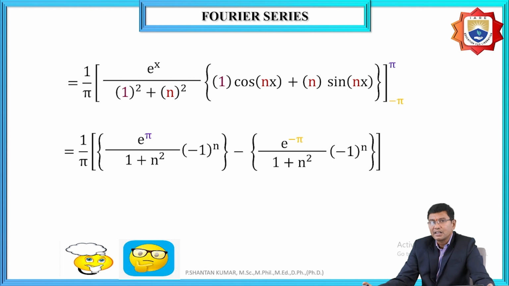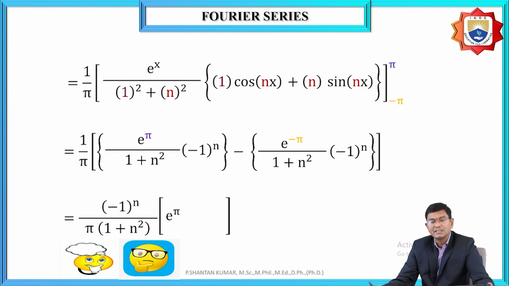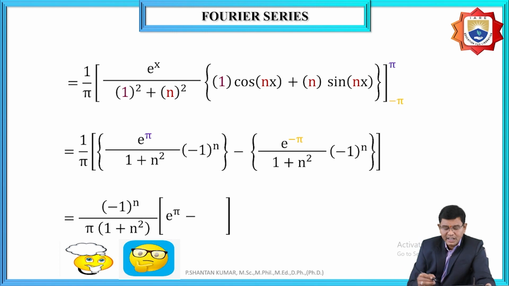The lower limit is also 0. And here, based upon these two equations, we need to take out a common factor, e power 1 minus 1 over n by pi into 1 plus n square, into e power pi minus e power minus pi. This is clearly the value of an.